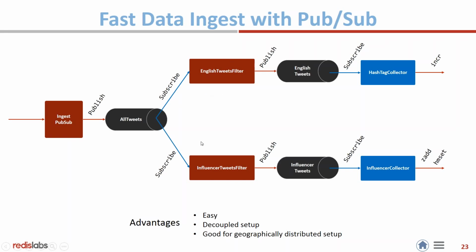One is called English tweet filter, and the other one is called influencer tweets filter. Now these two Java classes, or Java objects, subscribe to this channel all tweets, and they get messages as they come in. Now the filters filter tweets, and they push those tweets further down the channel to their own channels, and finally the data goes down the stream. So that's how it works, and we already discussed some of the advantages of this. It's so easy to use, and it's a decoupled setup.